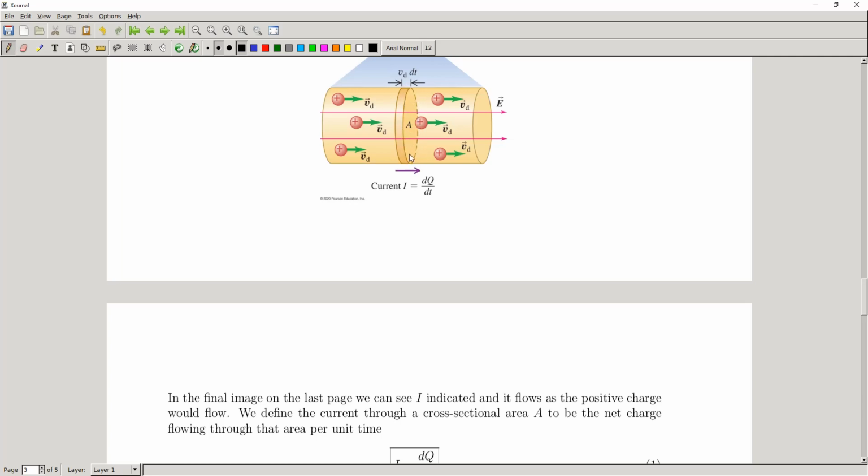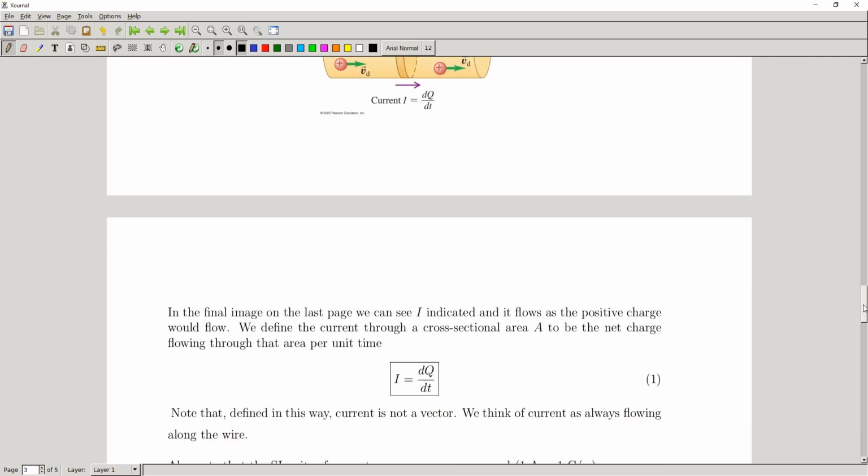Our current is going to be defined as the current through this area A, which is really the net charge flowing through that area per unit time. So this boxed equation is an important one to remember. Our current is equal to the time rate of change of our Q, our charge through that cross-sectional area.